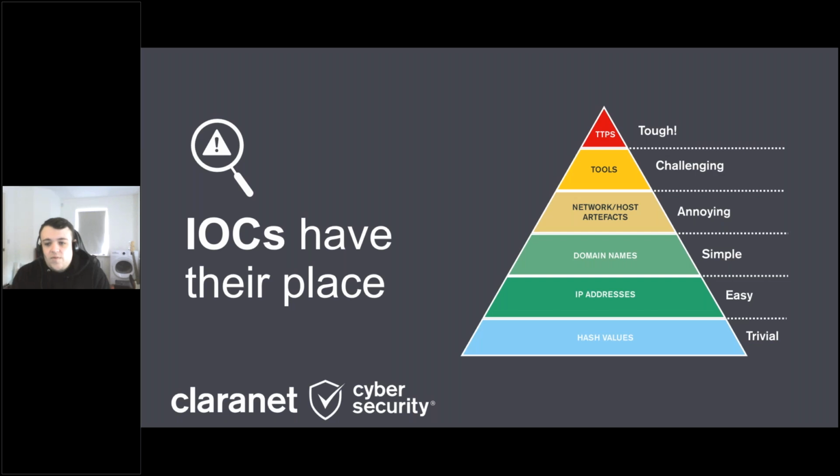Now, as any good multi-level marketing firm will tell you, the bottom of the pyramid has an important role. So our domain names, our IP addresses, file hashes, they're really good indicators with a low false positive rate, and they have places in alert enrichment.